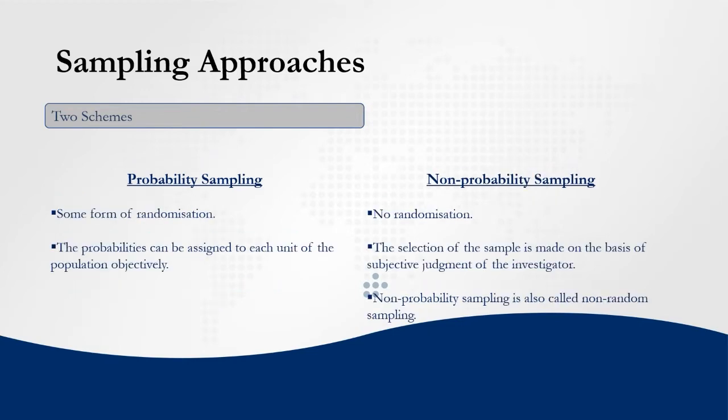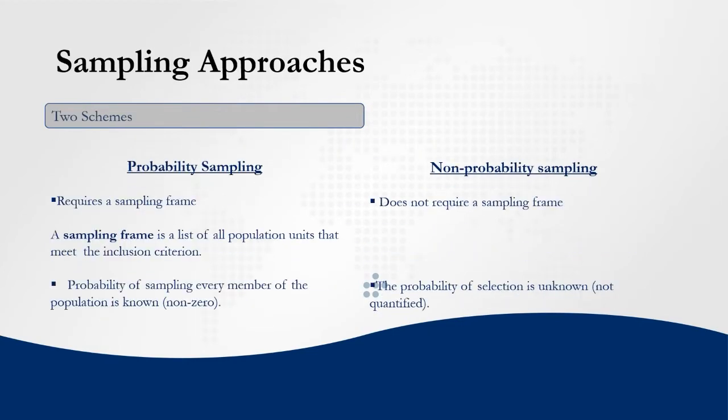I will explain it in detail in the next slide. But a frame is a list of all population units which meet the inclusion criteria. So for you to do a probability sampling, you must have access to a list. Sometimes the list is a list in the actual sense, as in you are given a database that has a list of the units, the elements of the population that you are interested in.